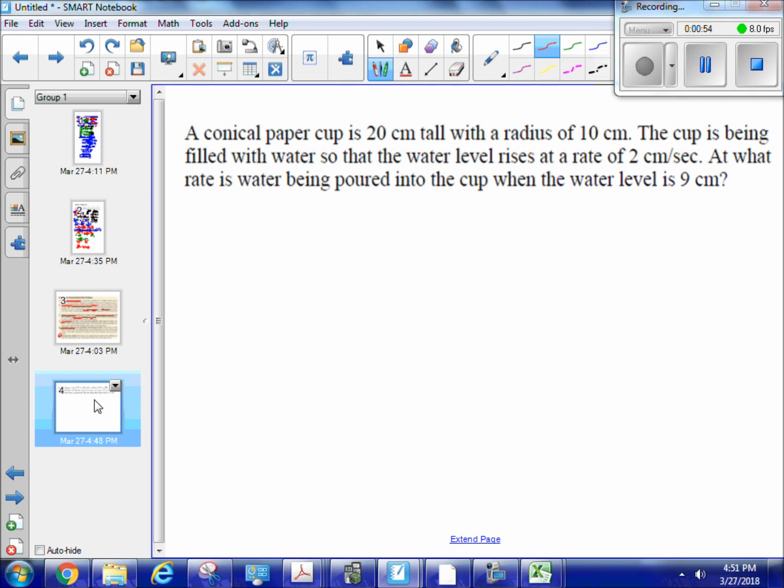A conical paper cup is 20 centimeters tall with a radius of 10 centimeters. I don't know if you've ever seen these kind of conical cups, but they look just like a cone. You put your hand around it and you drink it. So I know that the conical cup is 20 centimeters high, and I also know that the radius is 10 centimeters. That's of the whole giant cup.